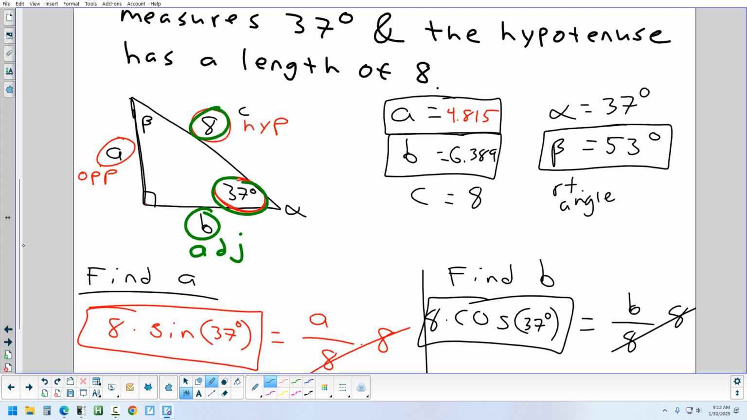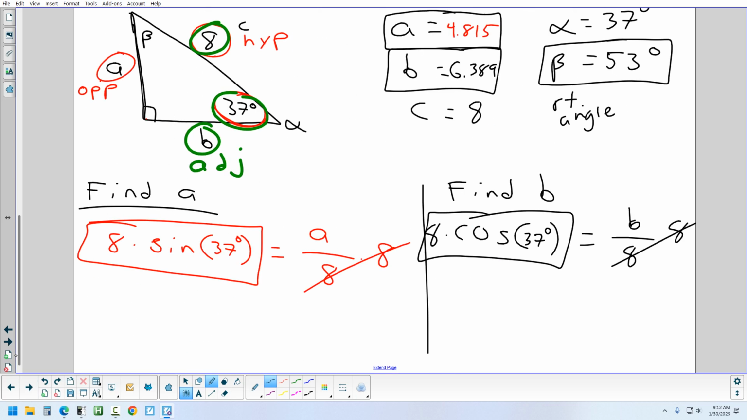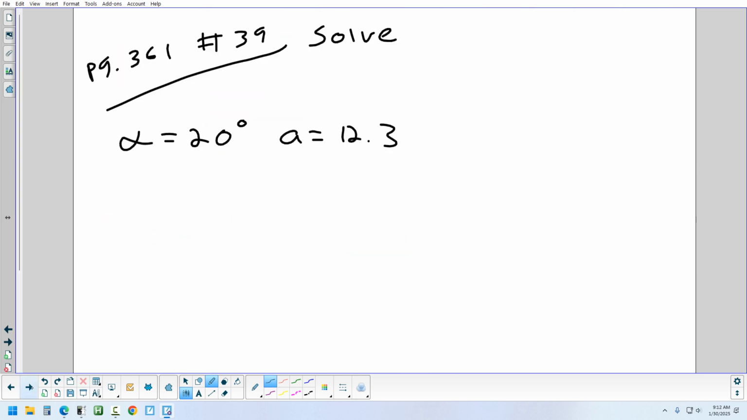Any questions on that one? So that's an example of the first case. I gave you an angle and I gave you a side. People want to see another one with an angle. Yeah, do one more with an angle and a side.